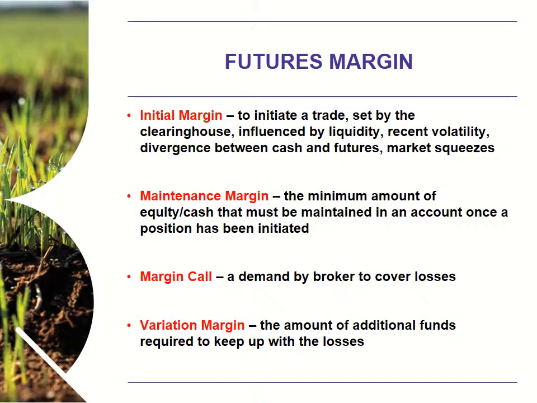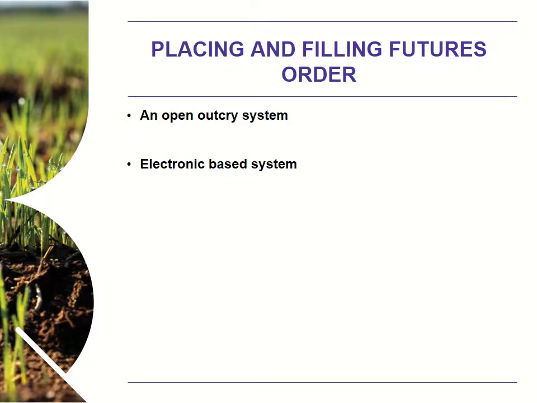Initial margin. It's when you want to start trading, that's the first amount of money that you need to have to initiate your position. Your maintenance margin is the minimum amount of cash that you must have in the account once the position has been initiated. A margin call is when the broker calls you, and variation margin is the amount that you need to deposit in order for you to hold the position.